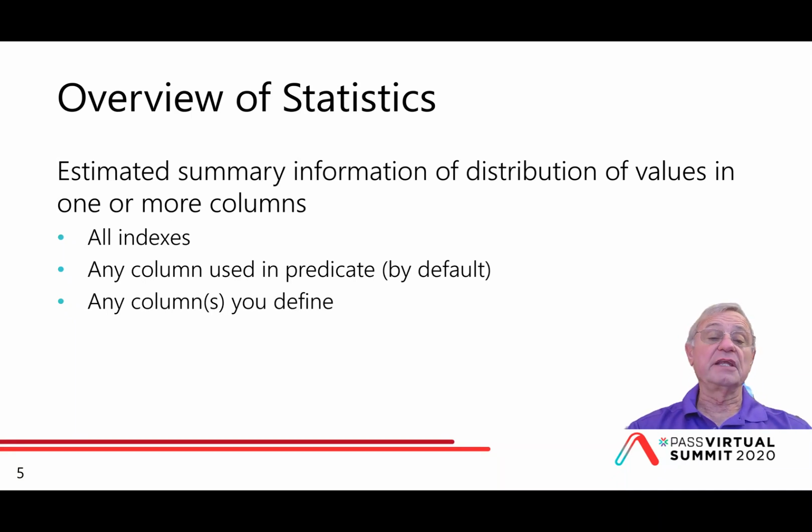By default, any column that you use in a predicate will get statistics on it. And what I mean by default is that you can turn that behavior off. Rarely do you want to. Usually you want it left on.